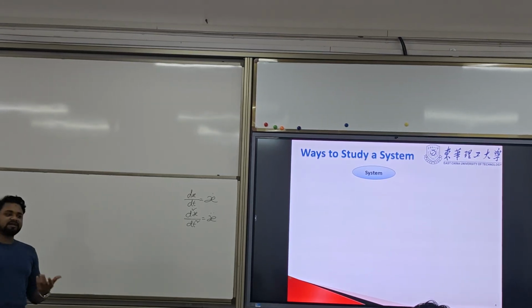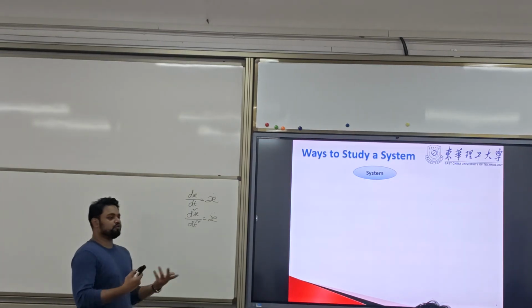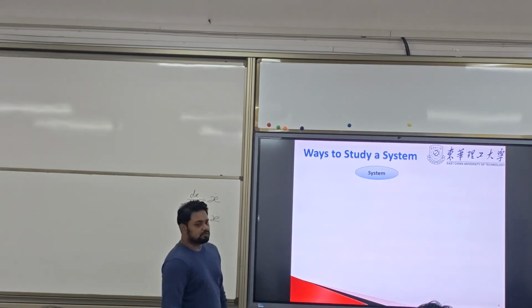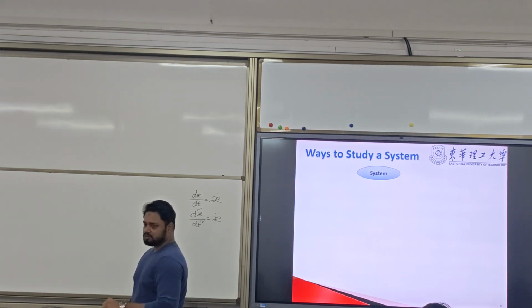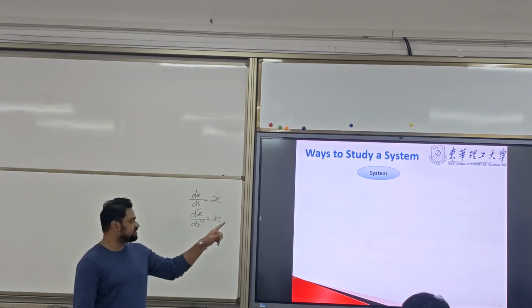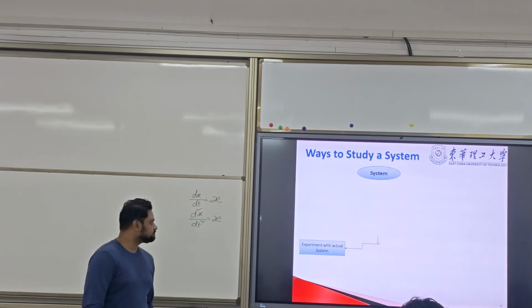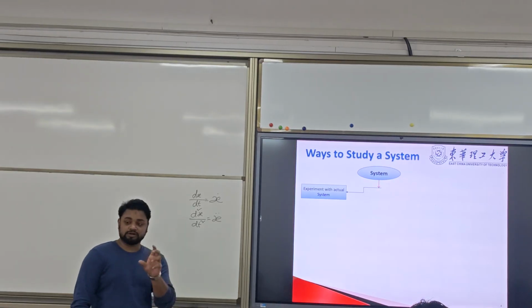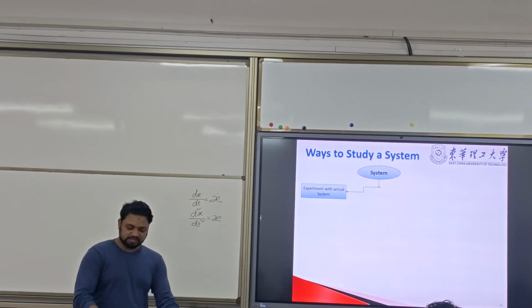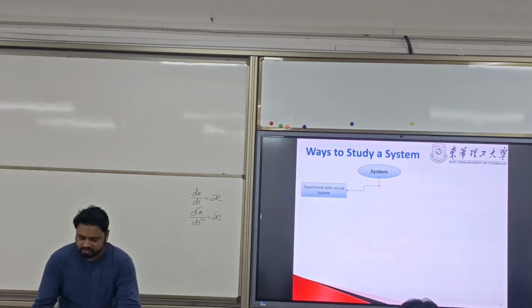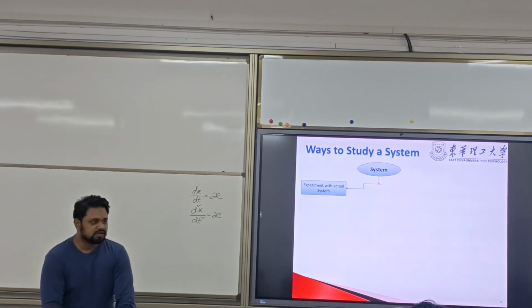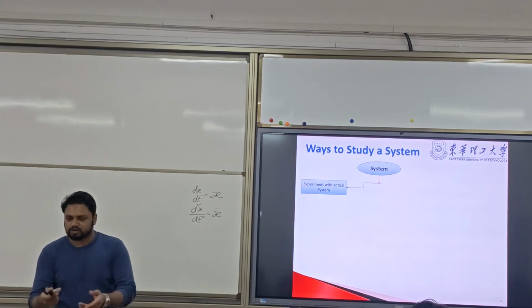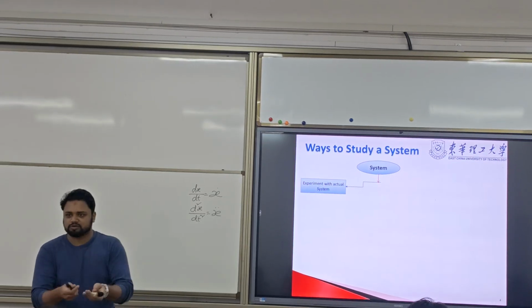So why do we study the system? How do we study the system? When we study a system, we need a model. There are two types of model. One is a physical model, an actual model. This chair, this table, is an actual model. It is actually built. This classroom is an actual model.